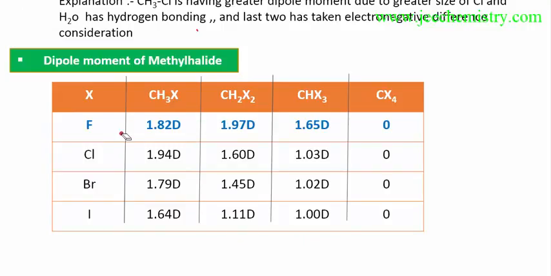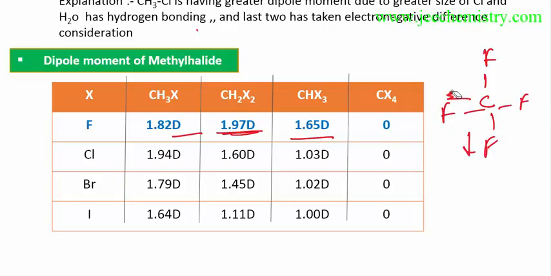Here is also fluorine. When fluorine is attached, 2 fluorine has a higher dipole moment than 1, then 3 and 4. When 4 fluorine is attached, the dipole moments will cancel each other, so the dipole moment will be 0. But this order needs to be remembered.